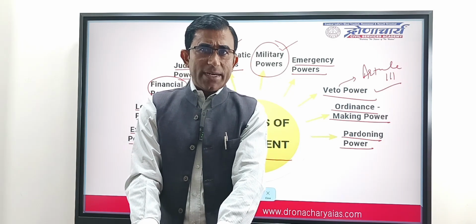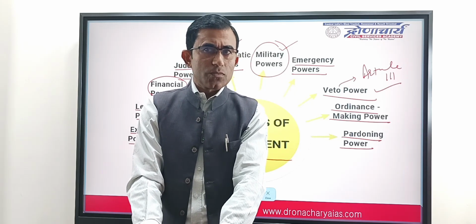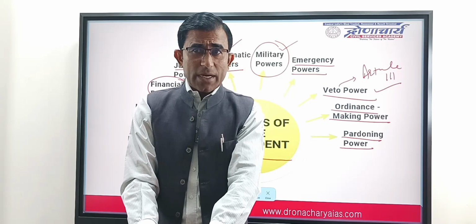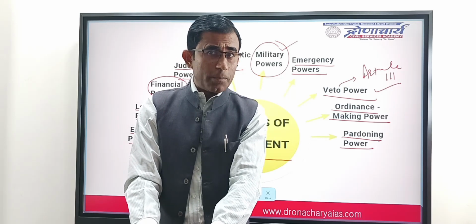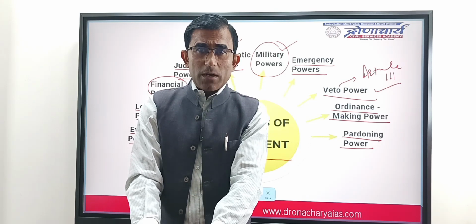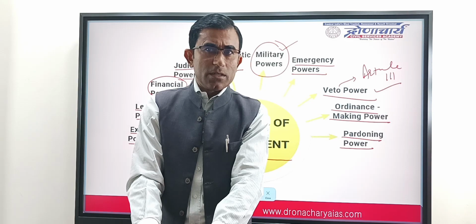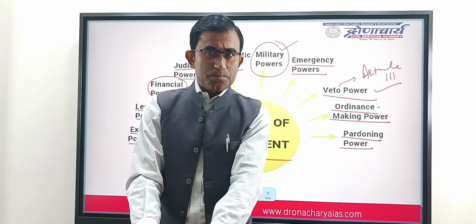Rationale behind providing pardoning powers to the President. First is to correct any judicial errors in the operation of law. Secondly, to afford relief from a sentence which the President regards as unduly harsh.